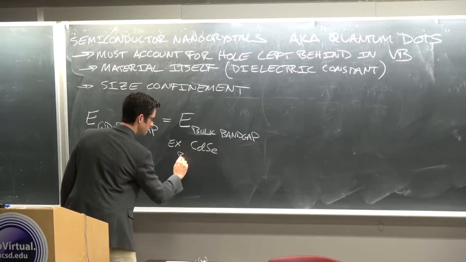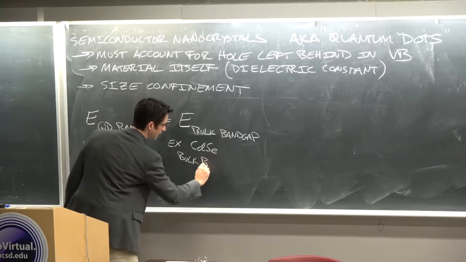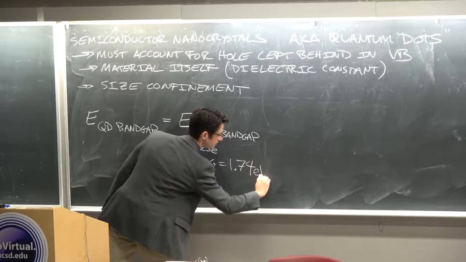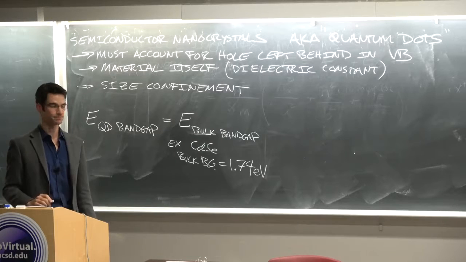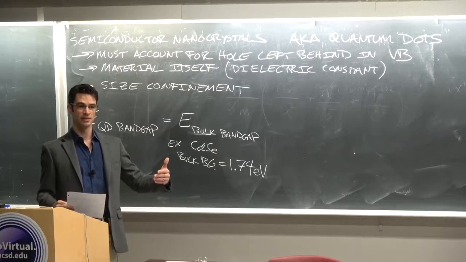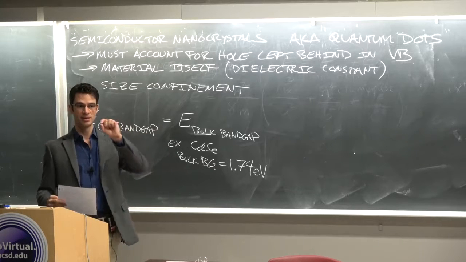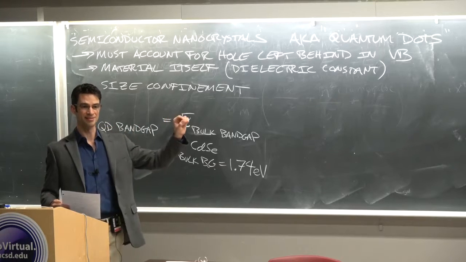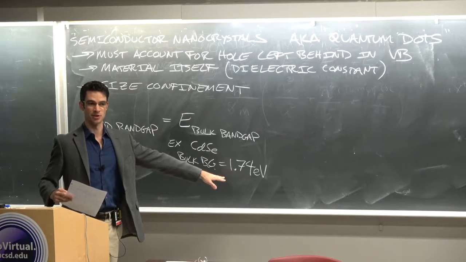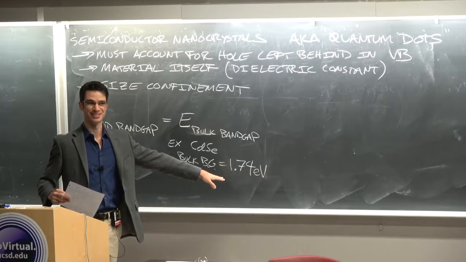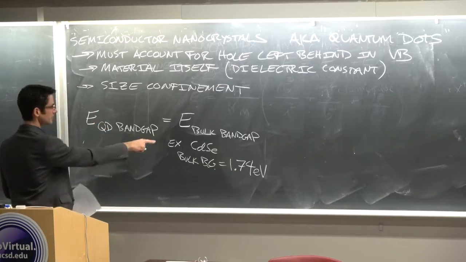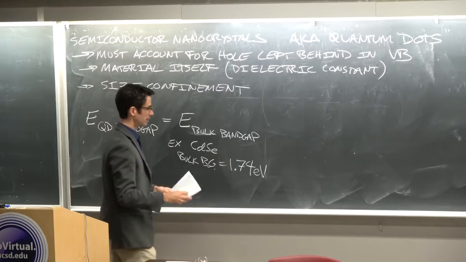The bulk band gap is 1.74 electron volts. So that corresponds to a photon with wavelength 1240 eV nanometers divided by 1.74. And I don't do arithmetic that well in my head, so you can calculate what that is. Okay. So we have the energy of the bulk band gap.